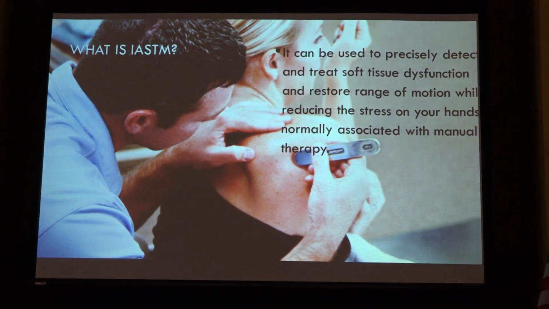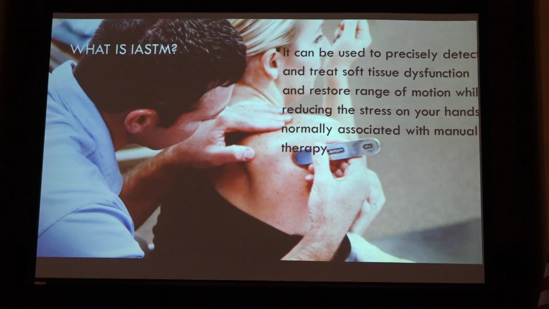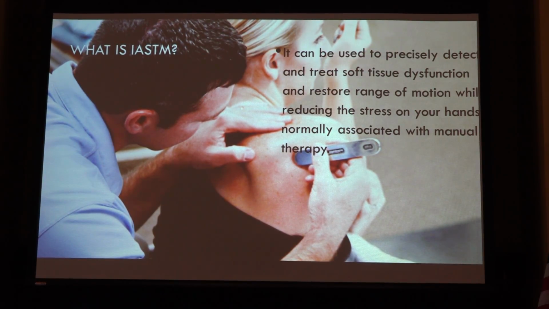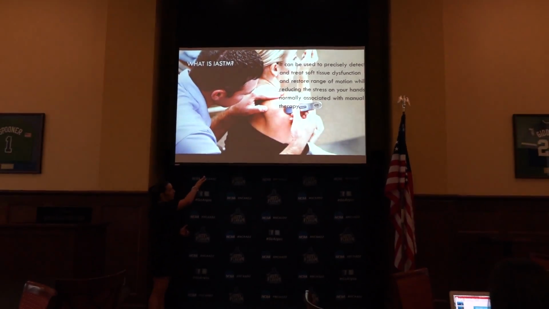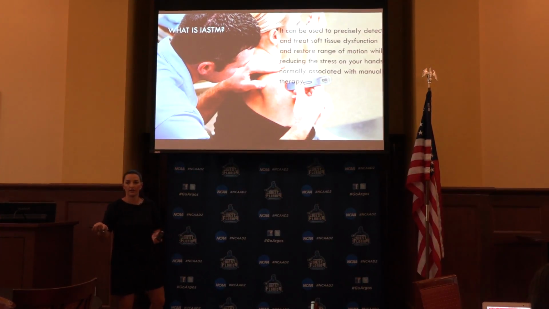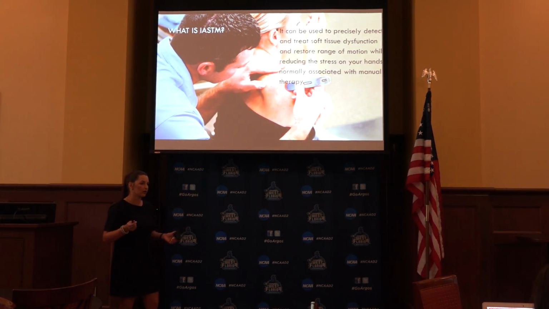What is this? It can be used precisely to detect and treat soft tissue dysfunction and restore range of motion while reducing the stress on your hands. So instead of using your hands for manual therapy, you'll use this tool, which a lot of you have probably seen. You've heard of it as Graston, most likely. Hawk Grips. There are all different sorts.